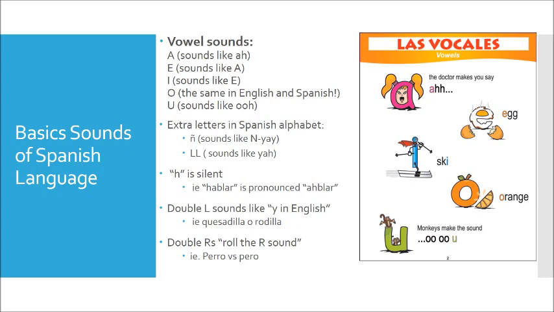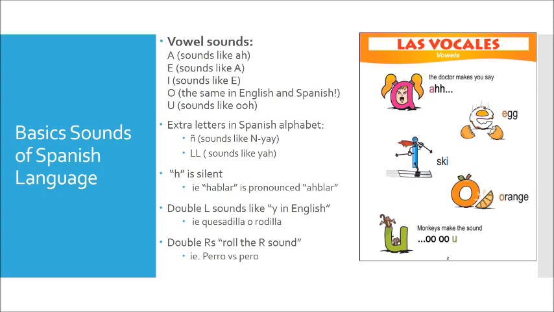The extra letters in the Spanish alphabet are also a little bit different. They sound different. So there's an N with what they call a tilde over it. That sounds like "enye". And when you encounter double L's, it sounds like "ya", like in quesadilla or rodilla, which is knee.